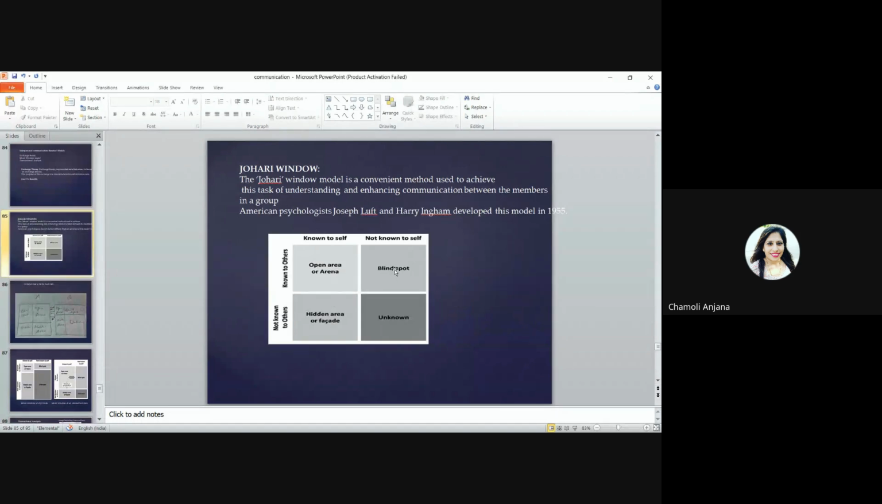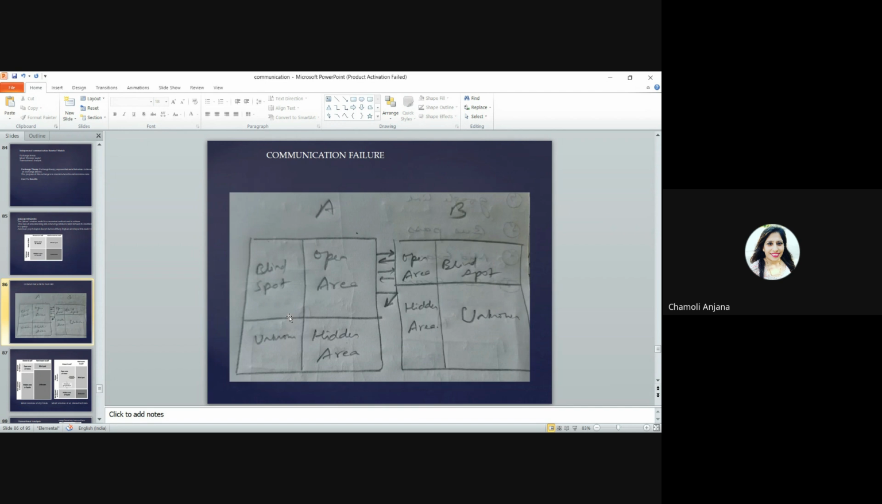But if you have people whose blind spot is bigger, or the hidden area or facade is bigger, then automatically this becomes small, right? So then it becomes difficult. If the hidden area is bigger, then the open area becomes small, and it becomes difficult to communicate with people whose open area is small and hidden area is bigger. So let us see how actually it happens.